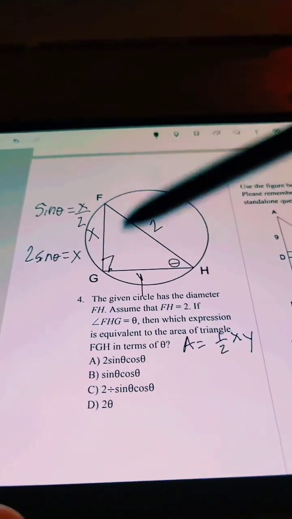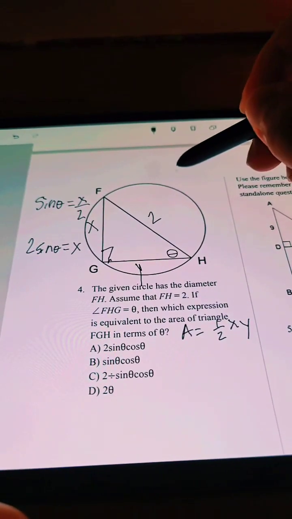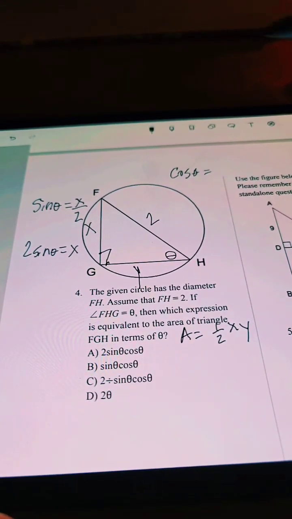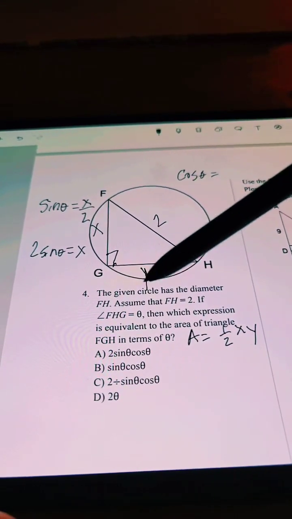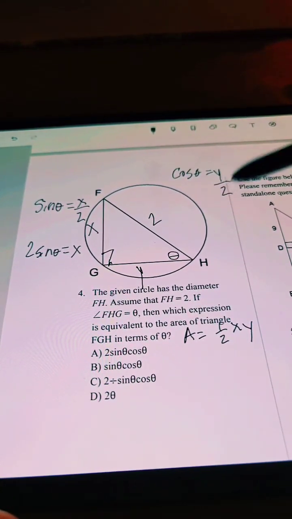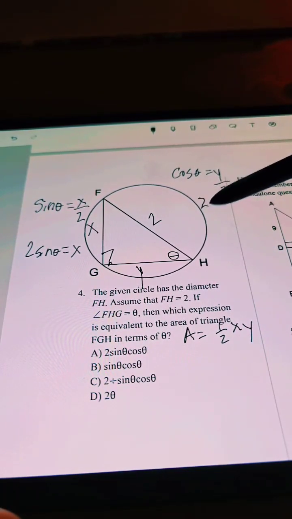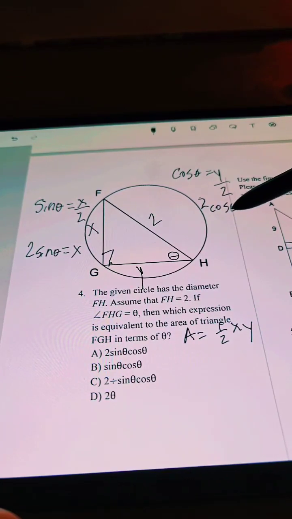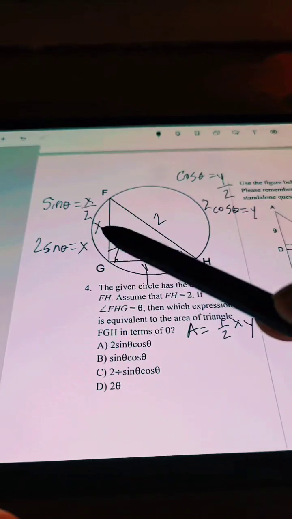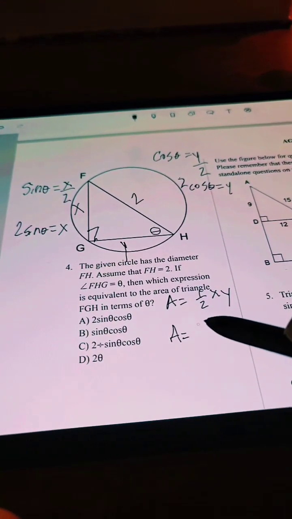Now I'm going to use similar logic to find cosine of theta, because that's also in some of the answer choices. So cosine of theta is the CAH part in SOHCAHTOA, so it's the adjacent over the hypotenuse. So adjacent y over the hypotenuse 2, so it is equal to y over 2. Now I'm going to multiply each side by 2 so I can get y by itself. So then it's going to be 2 cosine of theta is equal to y. So now I know what y is, I know what x is. I could just plug them in here to figure out what the area could be equal to.